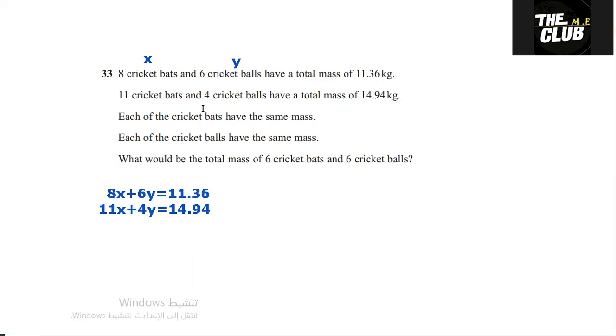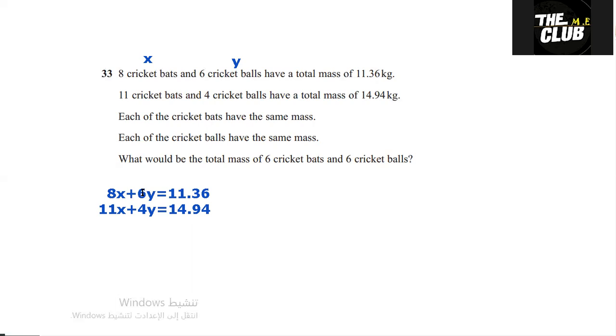Now, to solve this, first we have to focus on the numbers. Here we have different numbers, and here we have different numbers. So to make them the same, I have to do something which we call multiplying. Now, when we multiply, we have to make the numbers the same. Now, the 8 and the 11, they don't have anything in common. 6 and 4, same idea. So I have to multiply both equations by numbers to solve this problem.